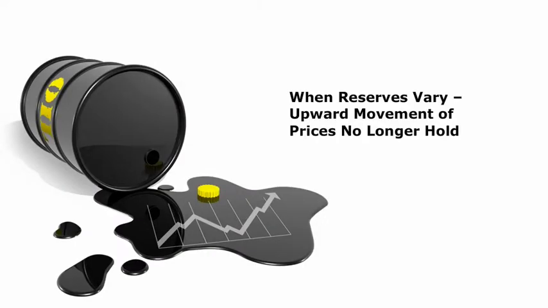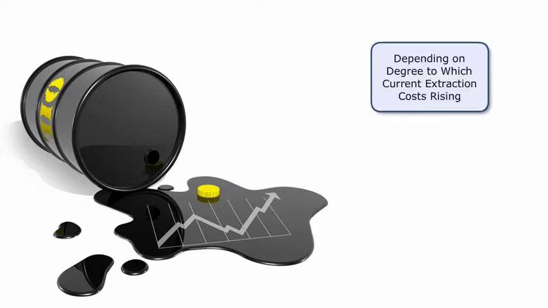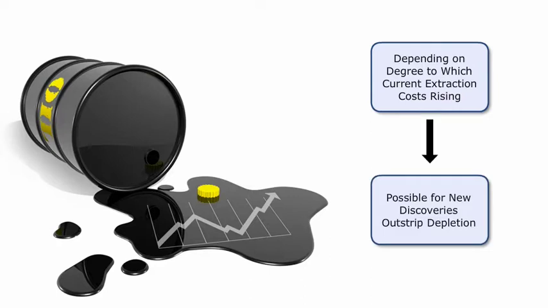In addition, when reserves are allowed to vary with economic and technological conditions, the upward movement of prices may no longer hold. Depending on the degree to which current extraction costs are rising as a consequence of depletion and the cost of new reserve additions, including their user cost, it is possible for new discoveries to outstrip depletion.